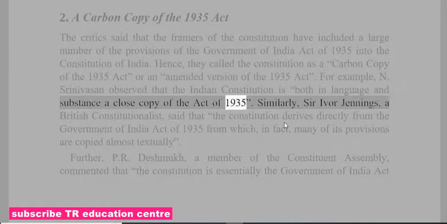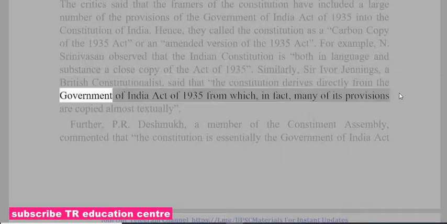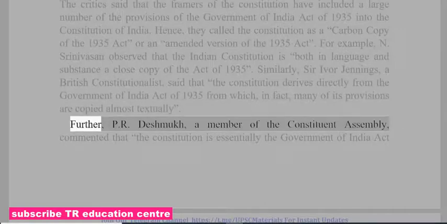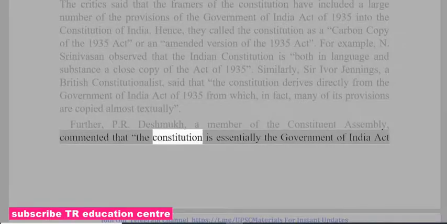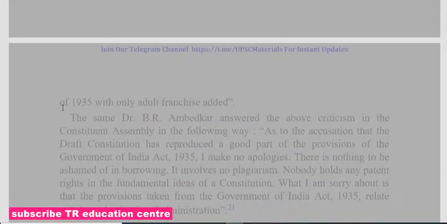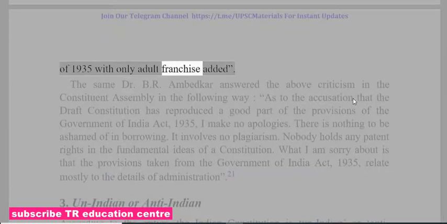the Act of 1935. Similarly, Sir Ivor Jennings, a British constitutionalist, said that the Constitution derives directly from the Government of India Act of 1935, from which, in fact, many of its provisions are copied almost textually. Further, P.R. Deshmukh, a member of the Constituent Assembly, commented that the Constitution is essentially the Government of India Act of 1935 with only adult franchise added.